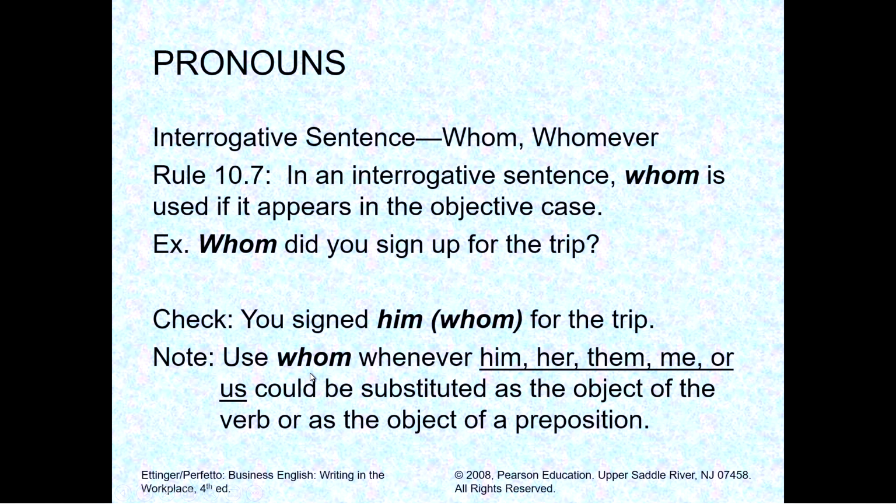Use whom, very simply, whenever him, her, them, me, or us could be substituted as the object of the verb or as the object of the preposition, as we saw before. Subjective versus objective: when it's subjective, it's who. When it's objective, it's whom. Always look and replace, and that will answer the question. So here you would answer the question, whom did you sign up for the trip? You signed him. You signed her, right? So her is the object of the sentence. You is the subject of the sentence. Who did the signing? You did.